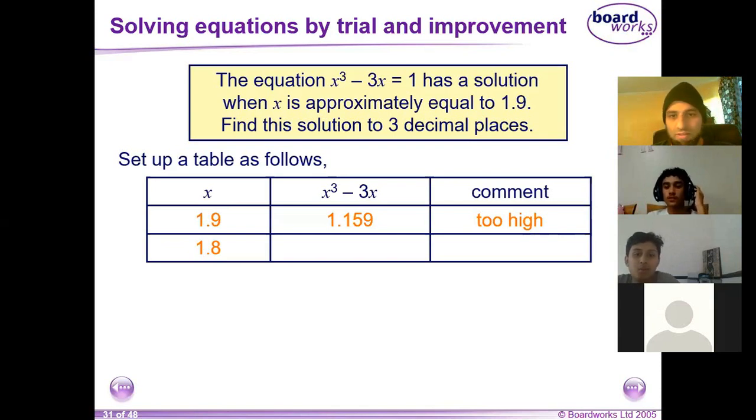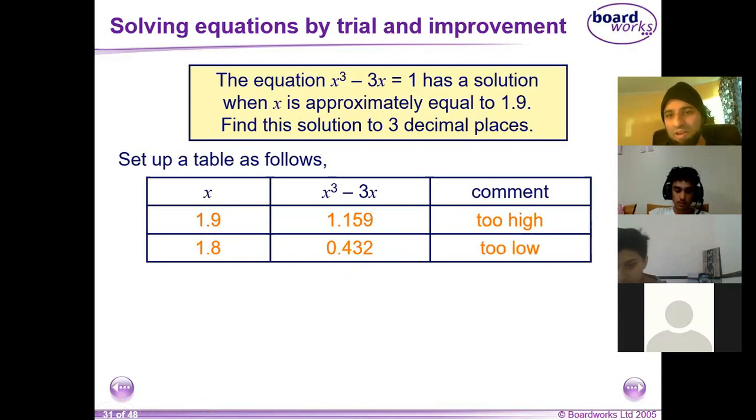Wait, 3x? Yeah, 3 times 1.9. Yeah, okay. I'll get it, I think. 0.432? Or I got the answer. You got that? That should be the answer you're getting. Yeah, I got 0.432. Perfect. Now, is that too high or too low?